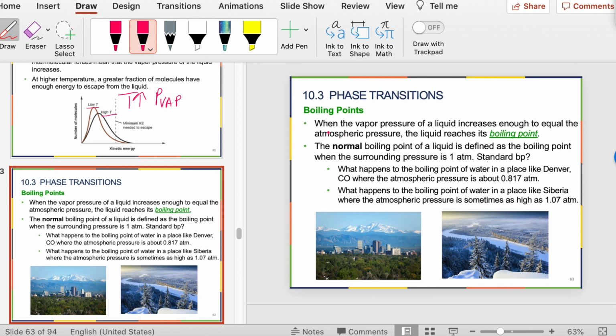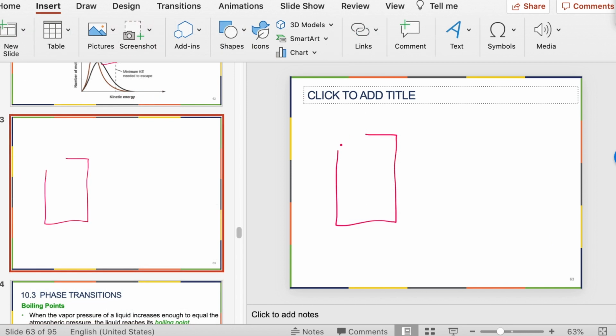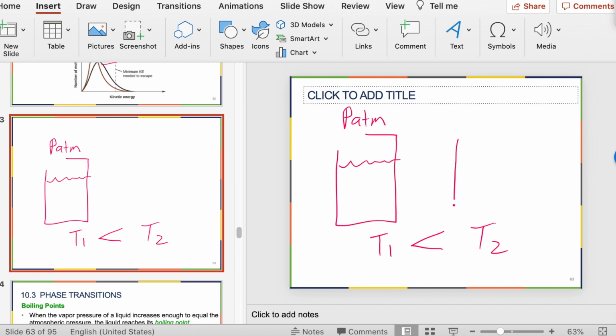Boiling point. When the vapor pressure of a liquid increases enough to equal the atmospheric pressure, the liquid reaches its boiling point. Imagine you've got a liquid, and let's leave this liquid open to the atmosphere. So you've got the pressure of the atmosphere against it, and this is going to be at one temperature, and here's a higher temperature. And since it's the same container, I guess I need to leave that lip on it.